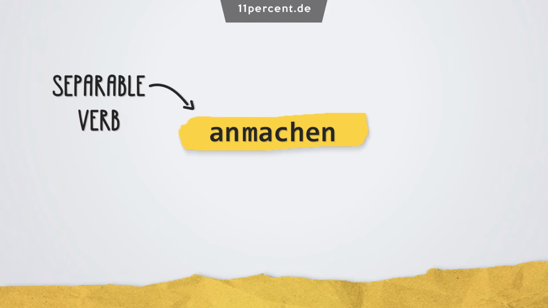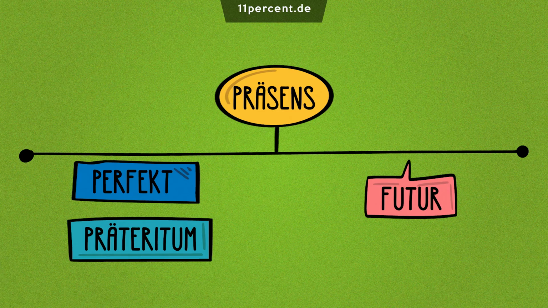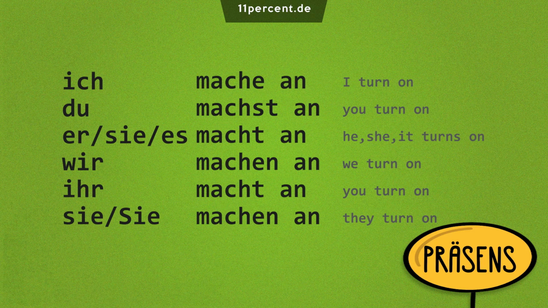Anmachen is a separable verb, which means that the prefix an changes places depending on the verb tense and the structure of the sentence. Let's check out the conjugation of the whole verb. Ich mache an. Du machst an. Er, sie, es macht an. Wir machen an. Ihr macht an. Sie machen an.